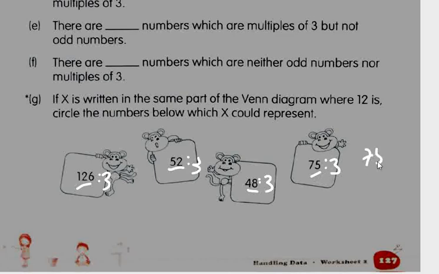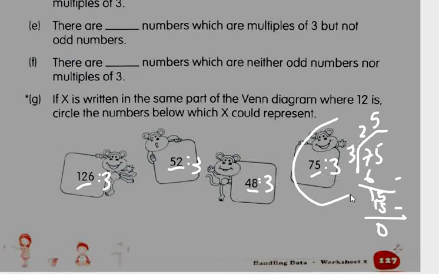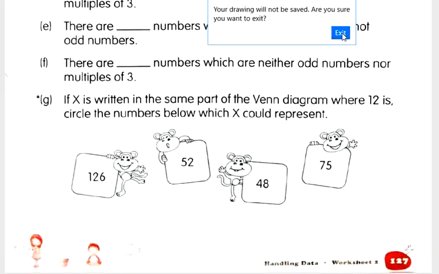75 divided by 3. Can it be divided? Yeah, 7 divided by 3 is 2. 2 times 3 is 6. Then we have 15. Okay. Then 15 divided by 3 is 5. And 15 here. Then subtract, we have 0. So it can be divided. So it has to be circled. Okay, I give you the other numbers to do on your own.